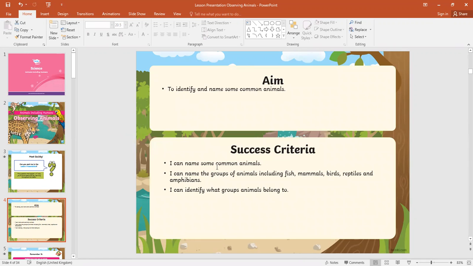Our success criteria are: I can name some common animals, I can name the groups of animals, including fish, mammals, birds, reptiles, and amphibians. I can identify what groups animals belong to.